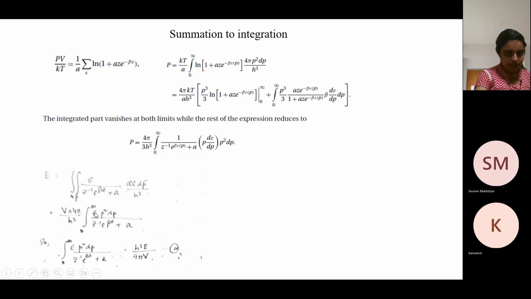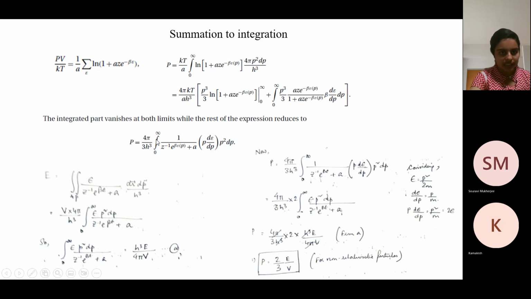So you can find a value for this integral, and that value is given as 3 E by 4 pi V. We will see that this value would be useful in order to relate the total energy with the pressure. Okay, we'll see how to do that.